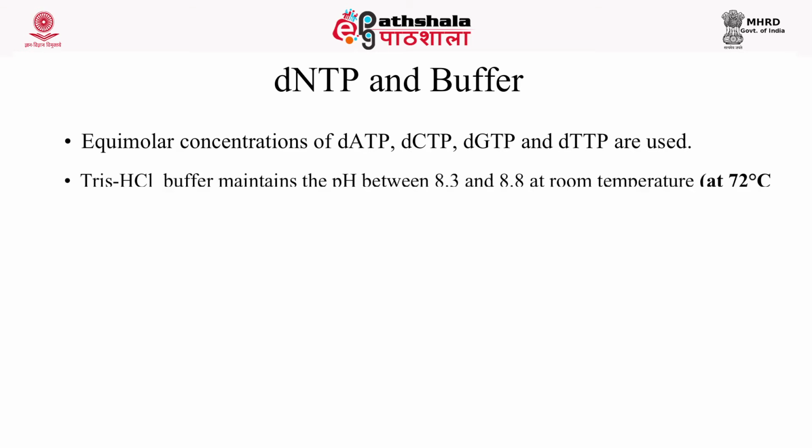The buffer used is Tris hydrochloride buffer, which maintains a pH between 8.3 and 8.8 at room temperature. However, during a PCR reaction, when the temperature is 72 degrees centigrade, it maintains the optimum pH of 7.2, which is required by the thermostable DNA polymerase.